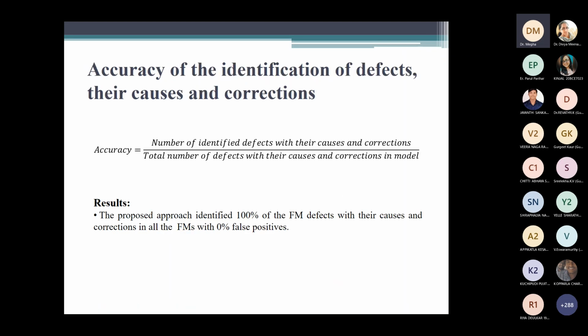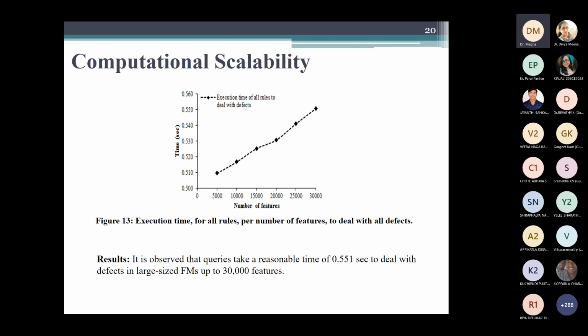Now, as a part of any work, we have to discuss the experiments and the results that we have attained. Let's start with the first parameter, that is accuracy: the accuracy of the identification of defects, their causes and corrections. Accuracy is equal to the number of identified defects with their causes and corrections divided by the total number of defects with their causes and corrections in the model. The results said that the proposed technique identified 100% of the defects with the causes and corrections in all models.